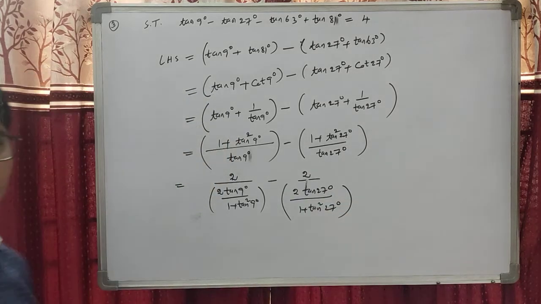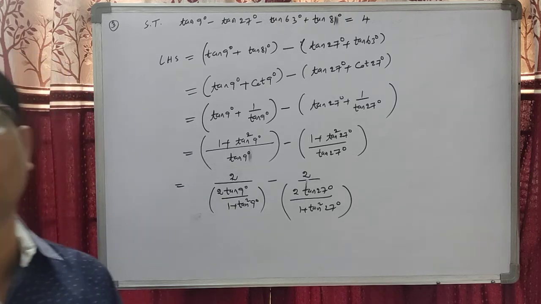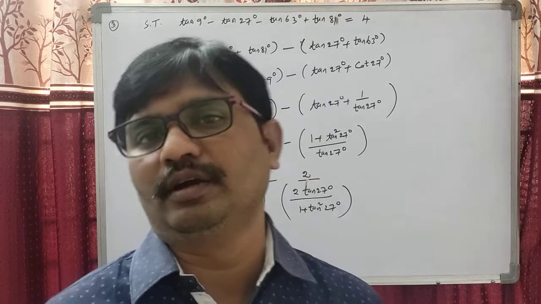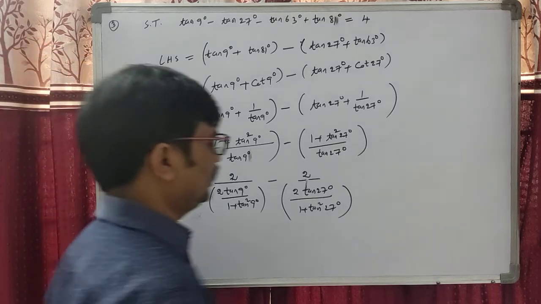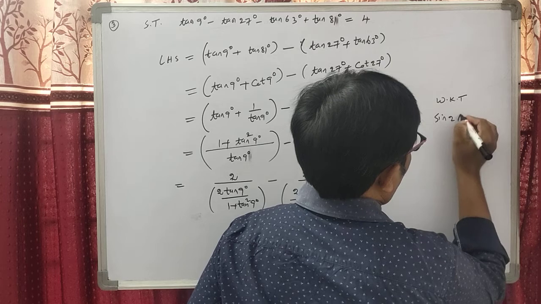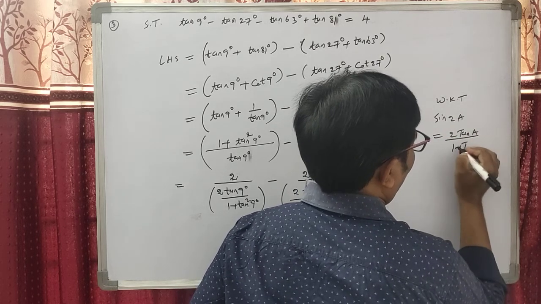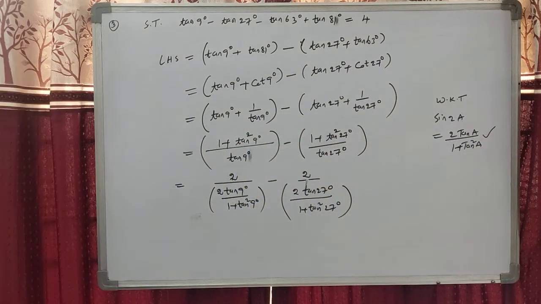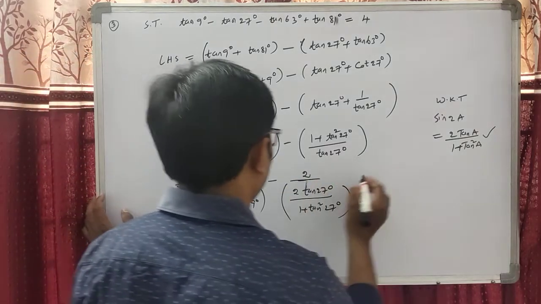Dear students, what you know is that 2 tan a by 1 plus tan square a is the formula of sin 2a in terms of tan. Sin 2a equals 2 tan a by 1 plus tan square a. Everybody knows this formula. So sin 2a is 2 tan a by 1 plus tan square a.